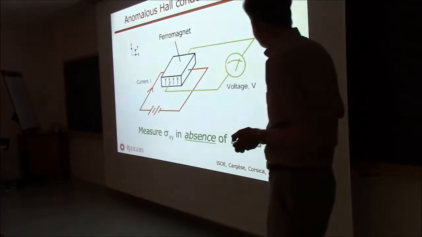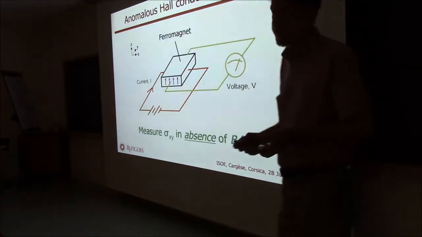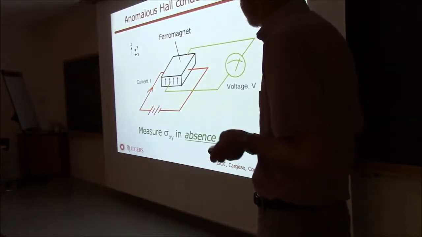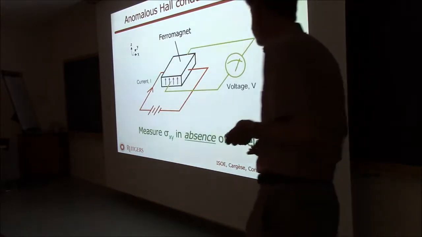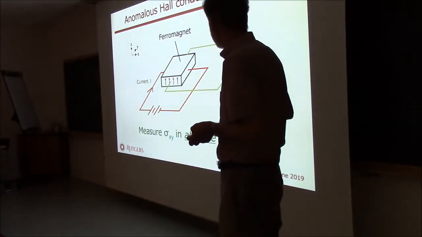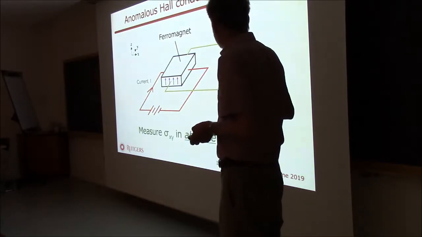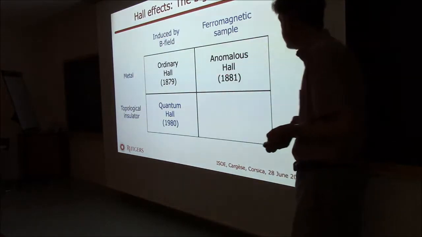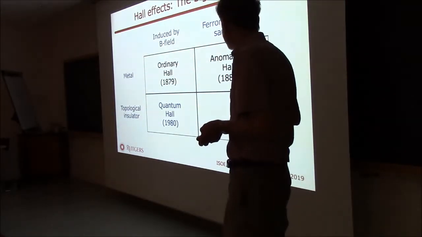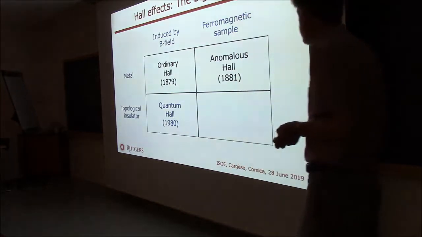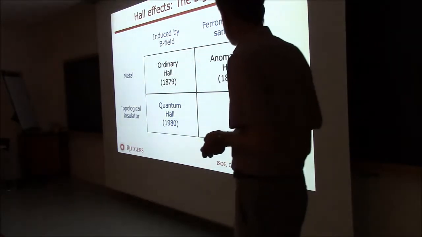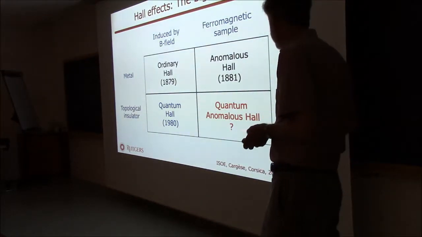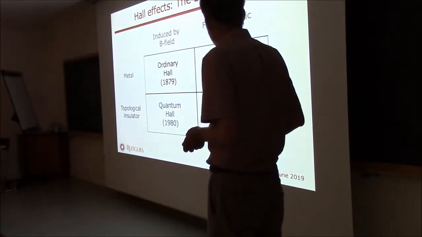In the case that you have a ferromagnetic sample, you don't need any external magnetic field because the ferromagnetism of the sample itself, it has a spontaneous broken time reversal symmetry. It takes the place of the magnetic field. So even in the absence of any magnetic field, just in the presence of magnetization, you get a transverse conductivity. That's the anomalous Hall conductivity. That's also been known for more than a century because Hall himself also introduced this idea just 2 years later. So that's very ancient.